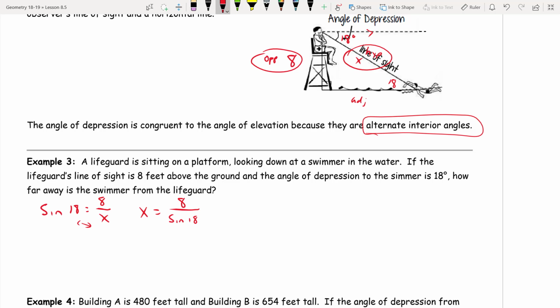And going to the calculator, 8 divided by sine of 18 is going to tell me that the lifeguard is approximately 25.89 feet from the swimmer, about 26 feet.